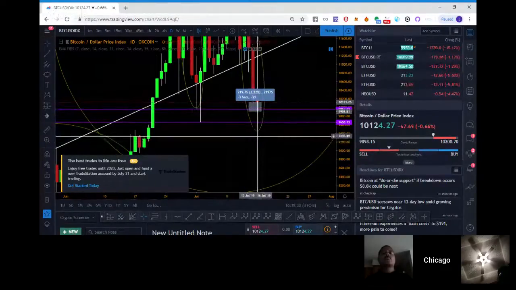Now, the same thing goes the other way though. If it goes down 1%, you lose 25%. If it goes down 2%, you lose 50%. You see what I'm saying? So you got to be real sure about your orders.